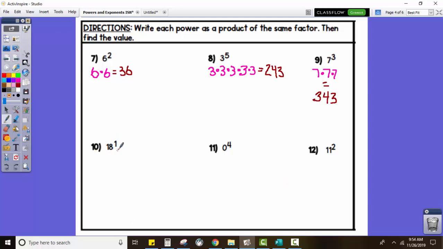Number 10, 18 to the first. So I'm taking 18 just once. So I don't need to multiply by anything. So the value of it will just be 18.